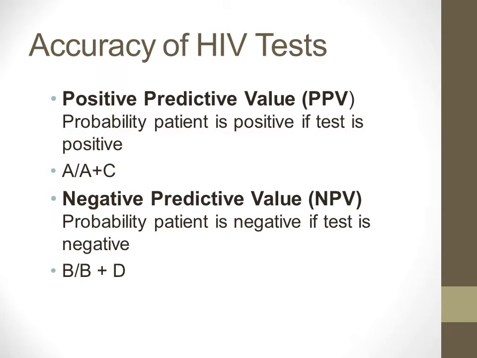And if you want to think a little bit further, the positive predictive value will be dependent on the prevalence of HIV in that population. In a highly prevalent environment, you find out the positive predictive value will be high, and in a low prevalence area, the PPV will be low, and vice versa.